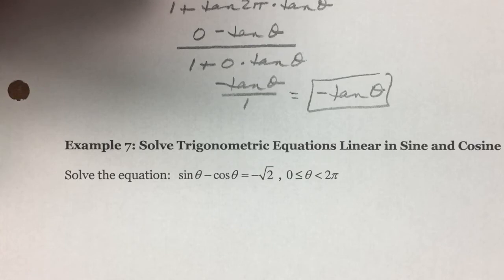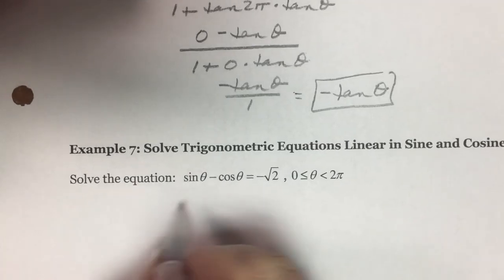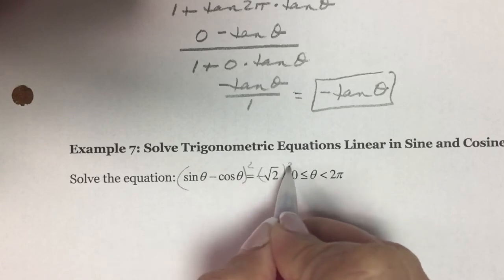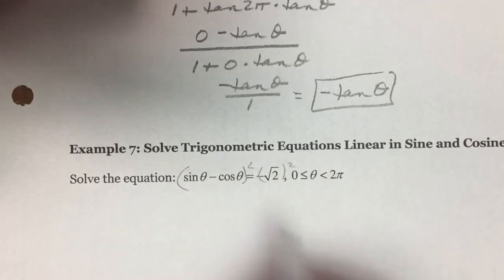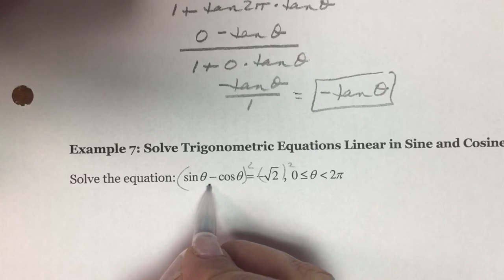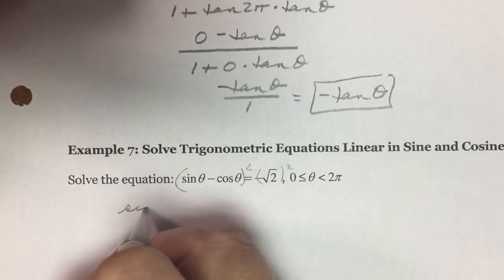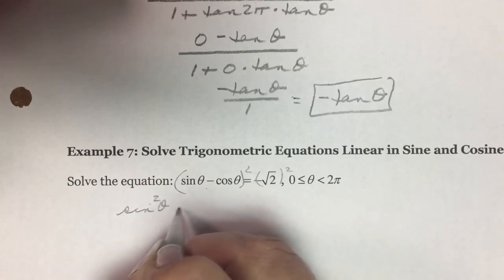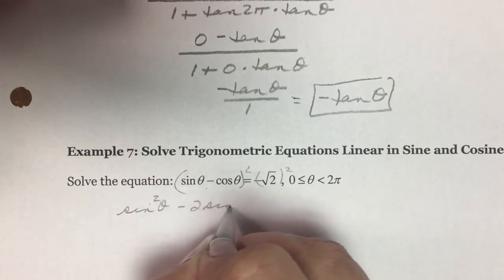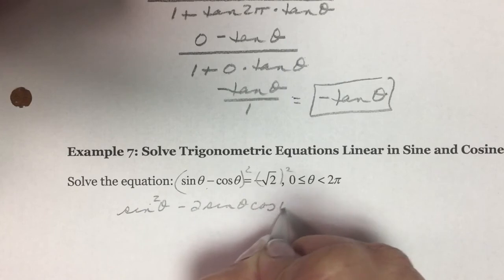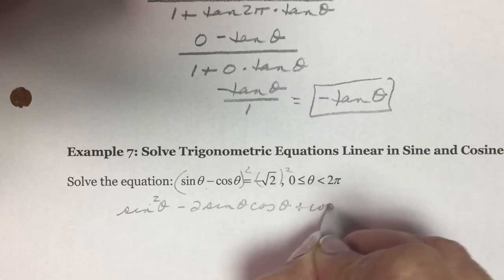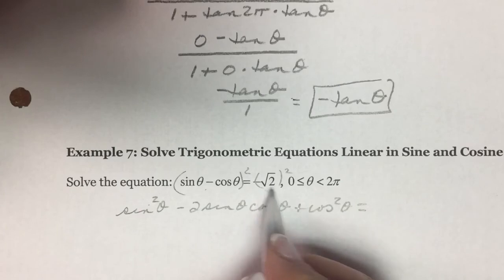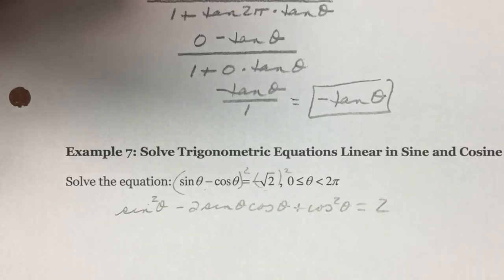So what we're going to do, if we're going to solve this equation, is we are first going to square both sides. If I square this, now remember I have to FOIL it out, it's going to be sine squared theta minus 2 sine theta cosine theta plus cosine squared theta is equal to, and if I square negative root 2, I'm simply going to get 2.